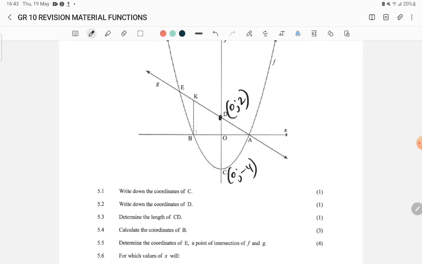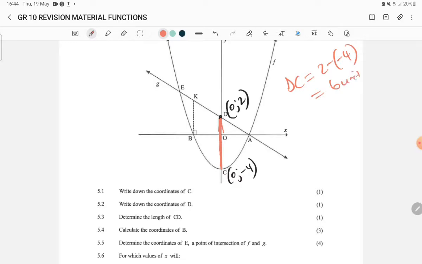Now let's come to the length of CD. The length of CD means the distance between these 2 points, which is this length. When the line is vertical, you can just say y maximum minus y minimum to get the distance between these 2 points that are on top of each other. So the distance of CD will be 2 minus -4, which is 6 units.